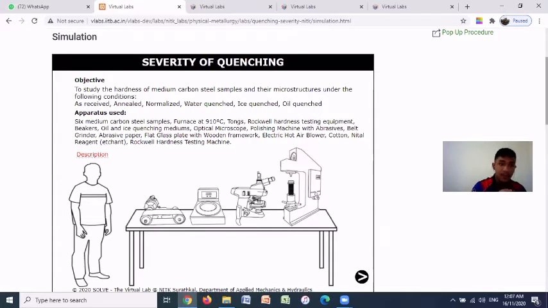Okay. Benda yang kita guna, apparatus used is 6 medium carbon steel samples, adalah benda-benda tadi tu: annealed, water quenched, ice quenched, oil quenched tu. Furnace at 910 degrees Celsius, tongs, Rockwell hardness testing equipment, beakers, oil and ice quenching medium, optical microscope, polishing machine with abrasive, belt grinder, abrasive paper, flat glass plate with wooden framework, electric hot air blower, carton, nital reagent and Rockwell hardness testing machine.